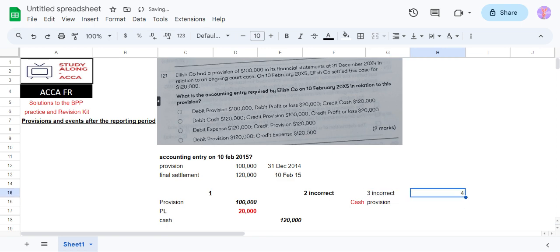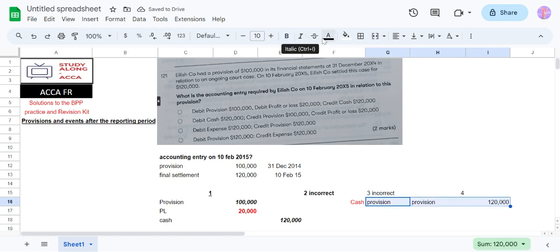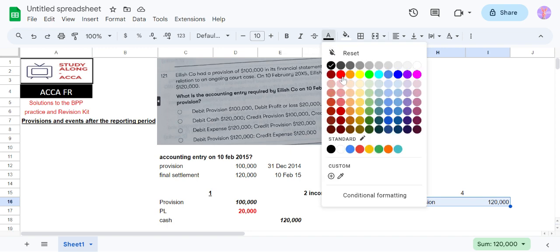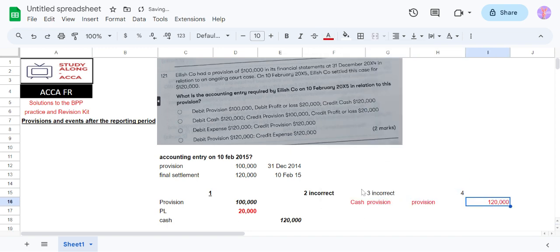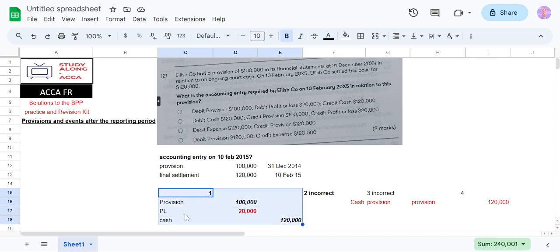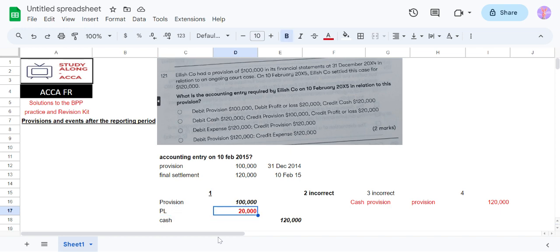Fourth, debit provision seems right, but why with 120,000? Why will we debit 120,000 of provision? This is incorrect because the credit balance on this provision is 100,000, so we'll debit it with 100,000. This appears to be correct. Then cash is going out 120,000. This appears to be a reasonable entry. Only thing we need to discuss is this additional 20,000.